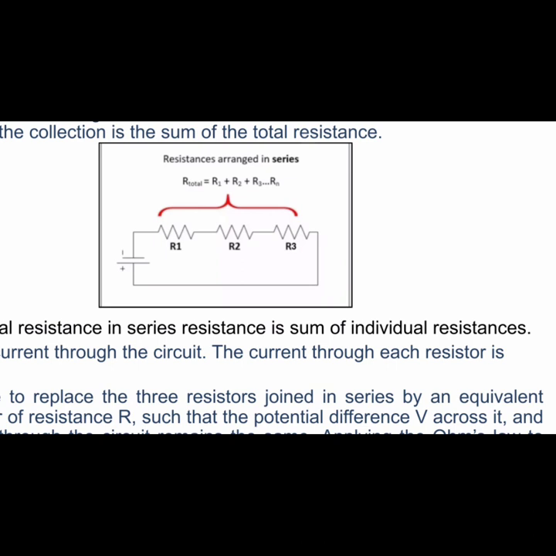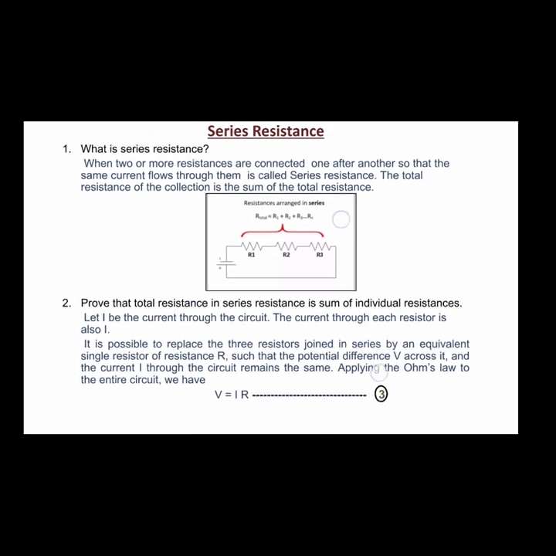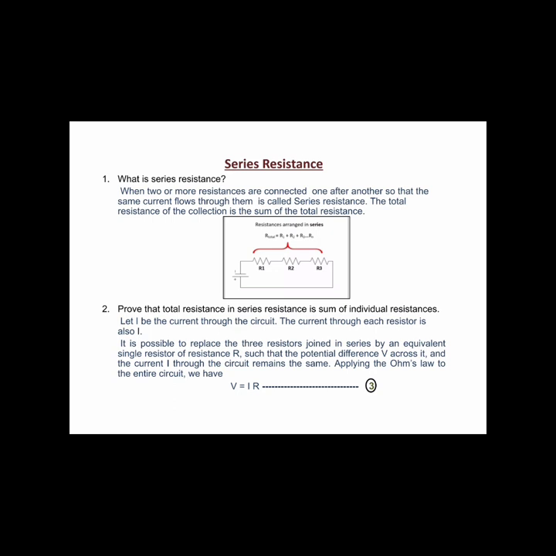Here R1, R2, R3 are three resistors which are connected one after another. So the total resistance R will be equal to R1 plus R2 plus R3 and so on. Then we have to derive this. Let I be the current through the circuit. Then the current through each resistor will be I also. It is possible to replace three resistors joined in series by an equivalent single resistor of resistance R such that the potential difference V across it and the current I through the circuit remain the same.